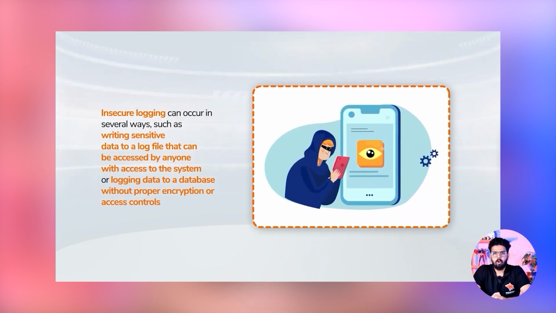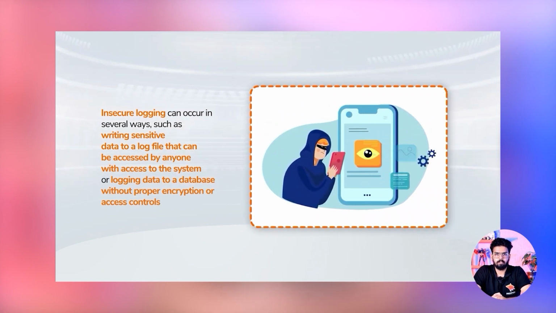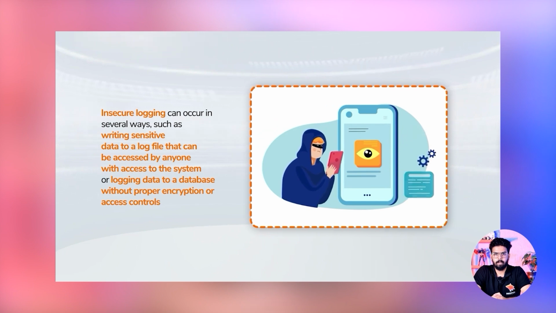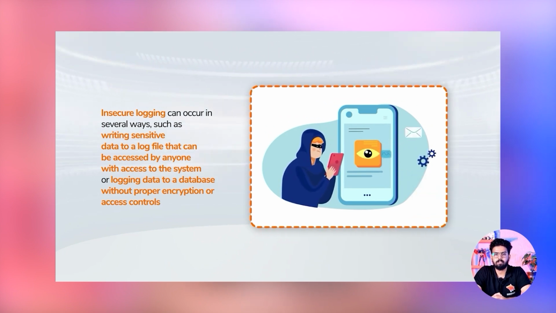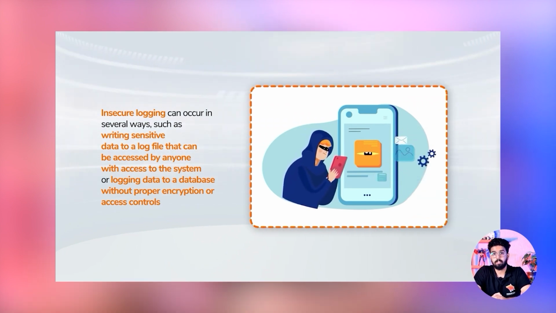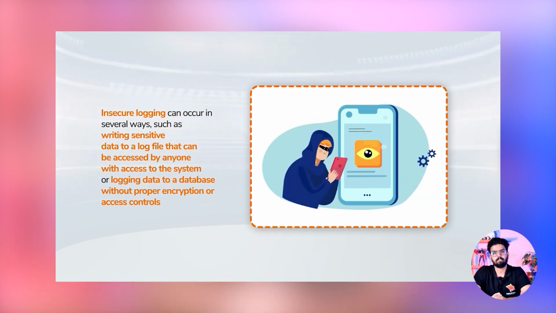Insecure logging can occur in several ways, such as writing sensitive data to a log file that can be accessed by anyone with access to the system, or logging data to a database without proper encryption or access controls.